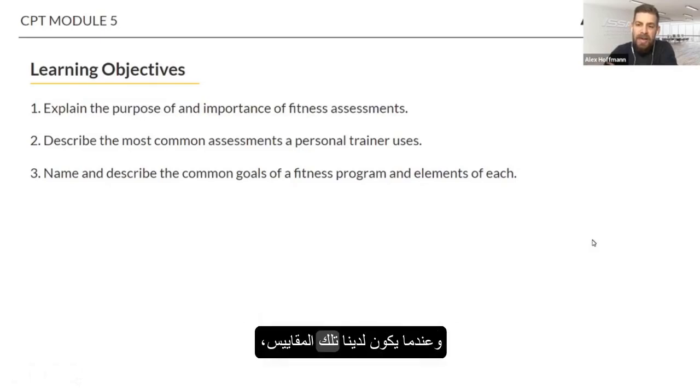And when we have those metrics, not only does this give us a starting place for our program design, but it also informs us as to when to go back and reassess clients periodically throughout their time of training with us, so that we can determine if the client is progressing, if they aren't making progress at all, or if they're regressing.